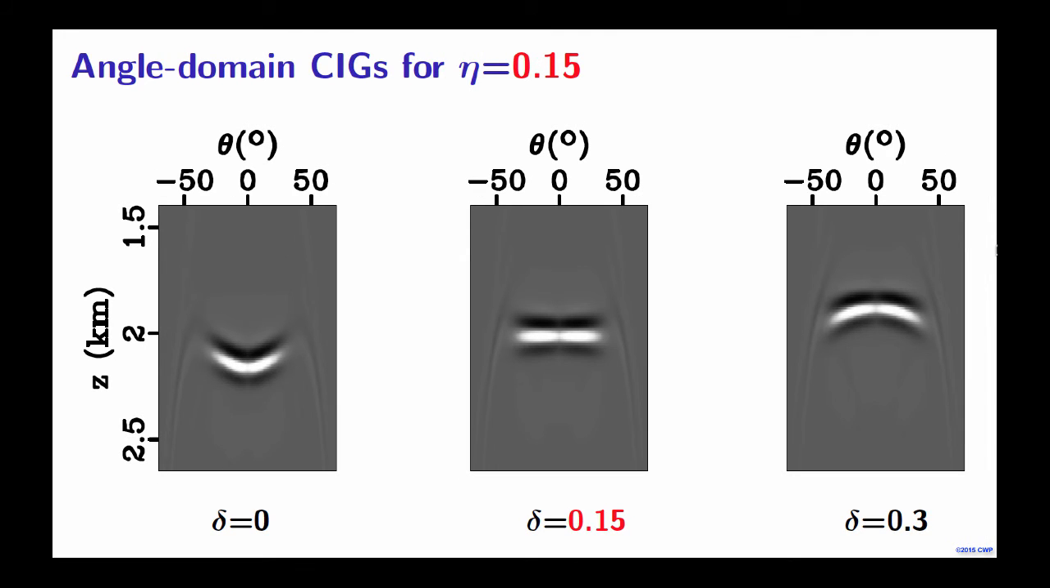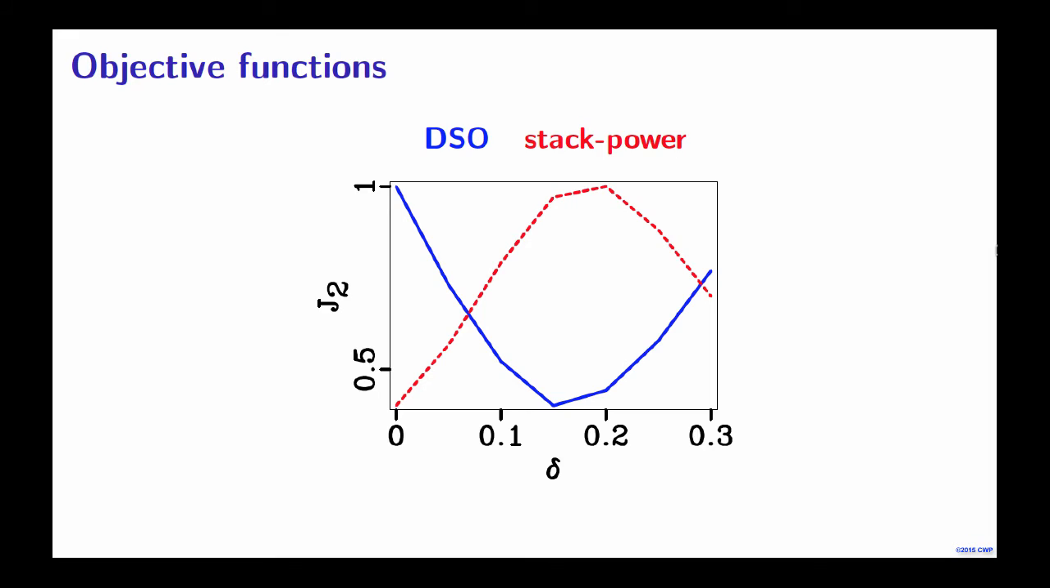And precisely the same can be seen in the angle domain CIGs. It is flat for the actual strength of the Gaussian anomaly, and for understated and overstated values of the Gaussian anomaly, there is a residual moveout that is essentially observed at all angles. And let's have a look finally at the objective functions, DSO and stack power. The DSO objective function has a well-defined minimum. However, it's also asymmetric and biased a little bit toward the larger value of delta, which again corresponds to the smaller velocity after all. And the stack power objective function here is biased clearly toward the larger delta.